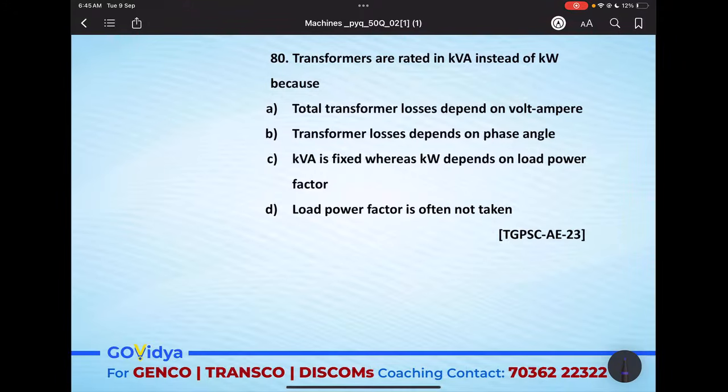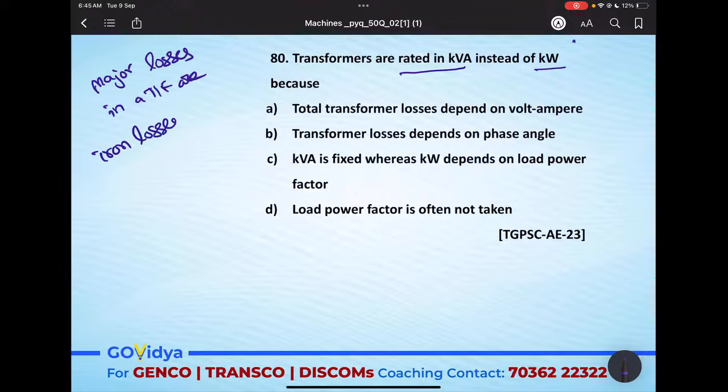The next question is about why transformers are rated in kVA instead of kilowatt. The rating of a transformer is given in kVA, not in kilowatt, because. If you see the transformer, the major losses in a transformer are iron losses and copper losses.